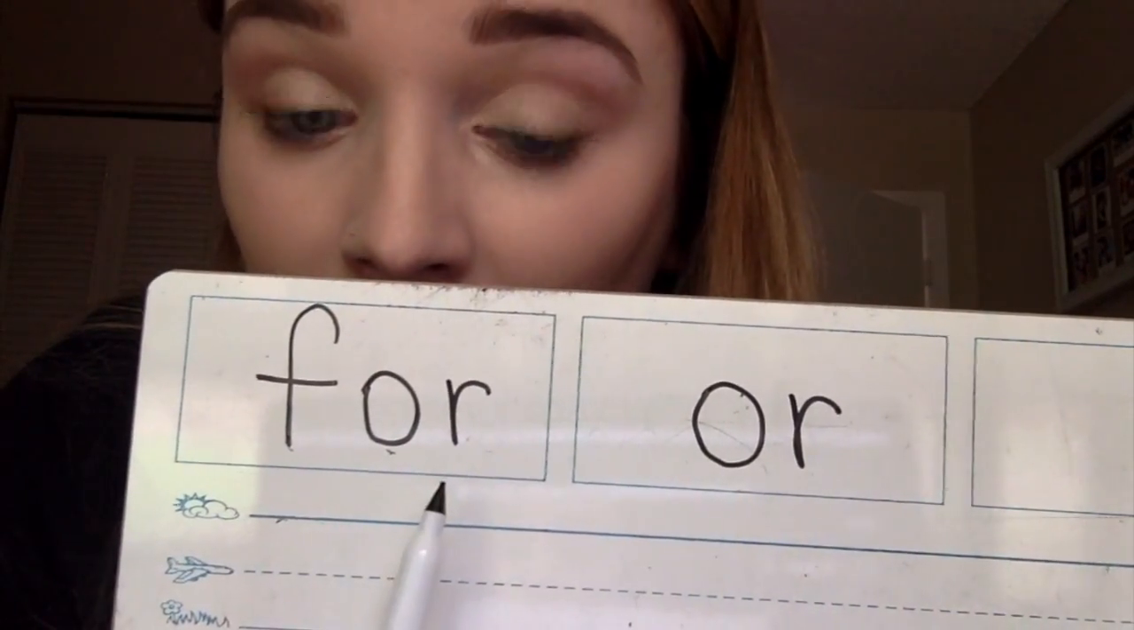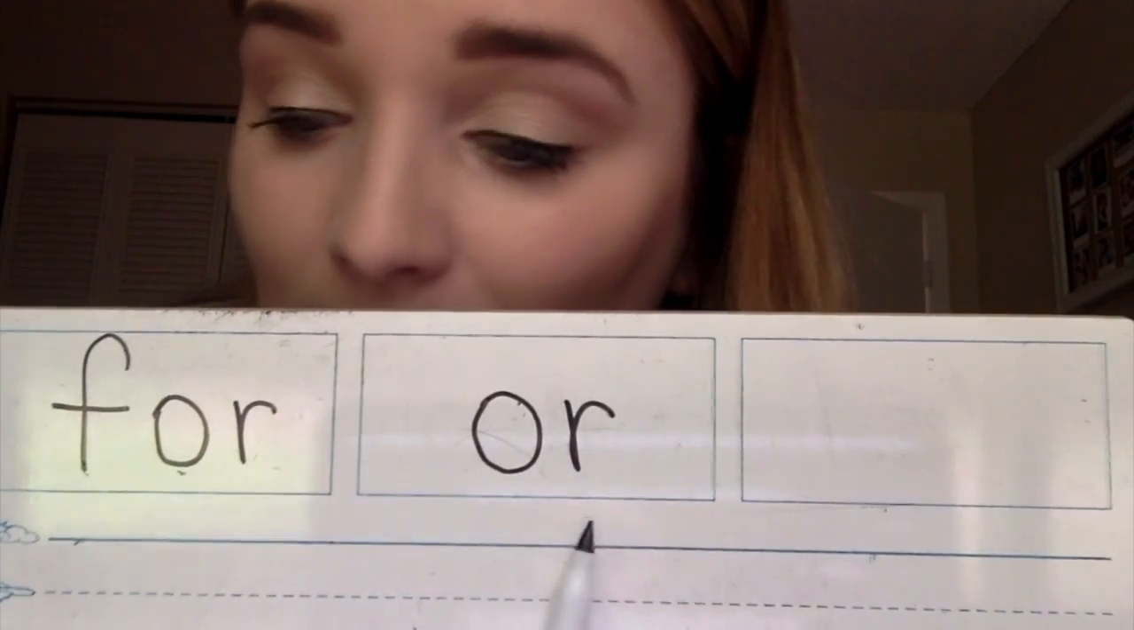F-O-R. Again, for. Now let's go over to this one. This is the word or. Now say that again. Or. Now spell it with me. O-R. Now say it again.